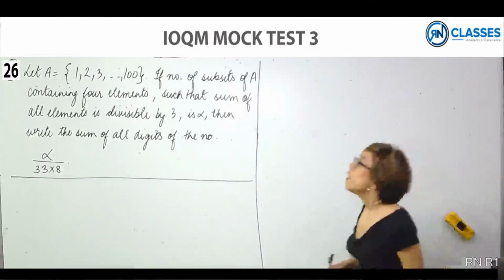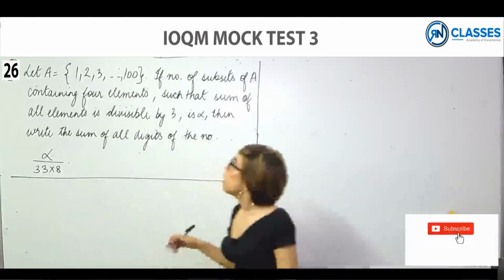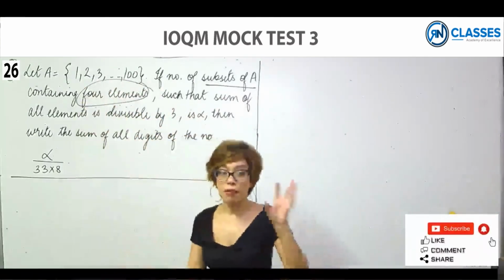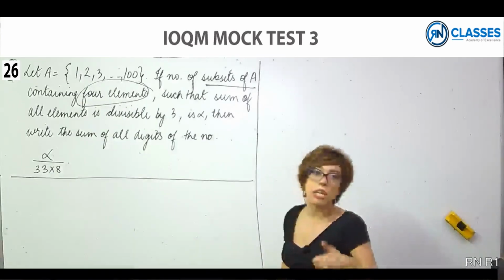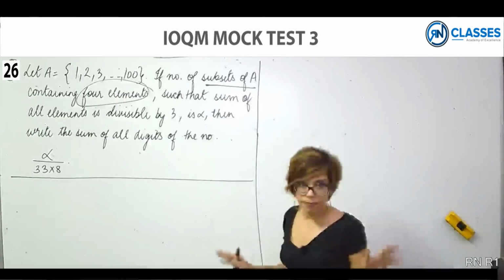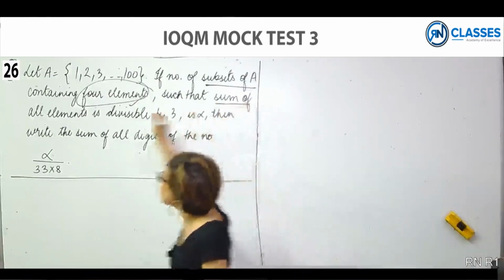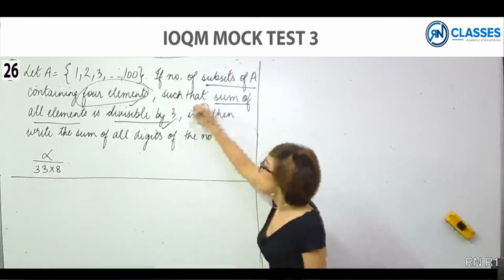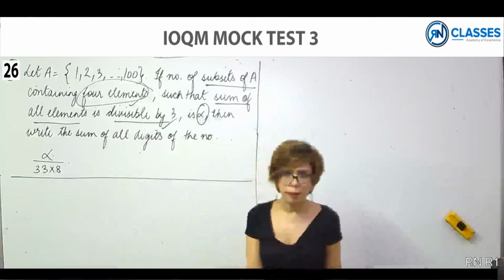On to the next one. Now he says that A is the set containing 1, 2, 3, and so on till 100. Now he says, if the number of subsets of A containing 4 elements, that means we only need to talk about subsets which contain 4 elements. So maybe I can have a set containing 51, 63, 74 and 98. Cool. Now he says we need 4-element subsets such that the sum of all elements is divisible by 3. Okay, and he says this is alpha, then you need to write the sum of all digits of this number. Basically I need to find alpha, right?